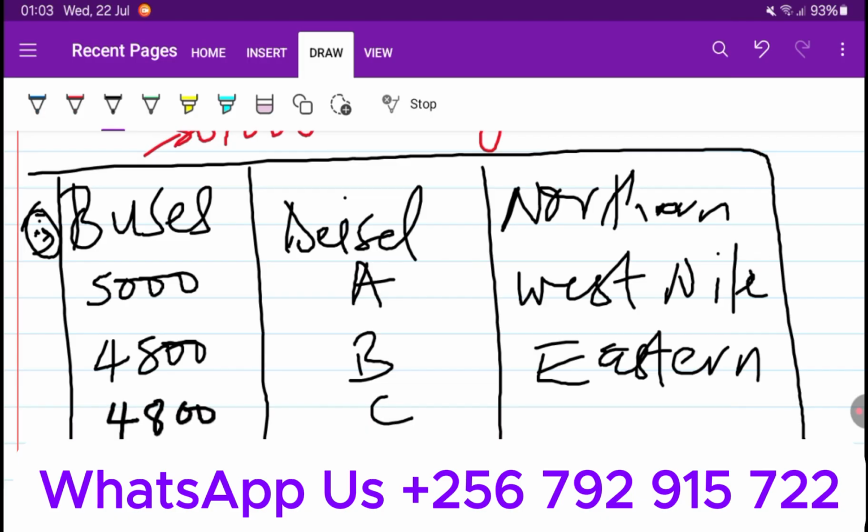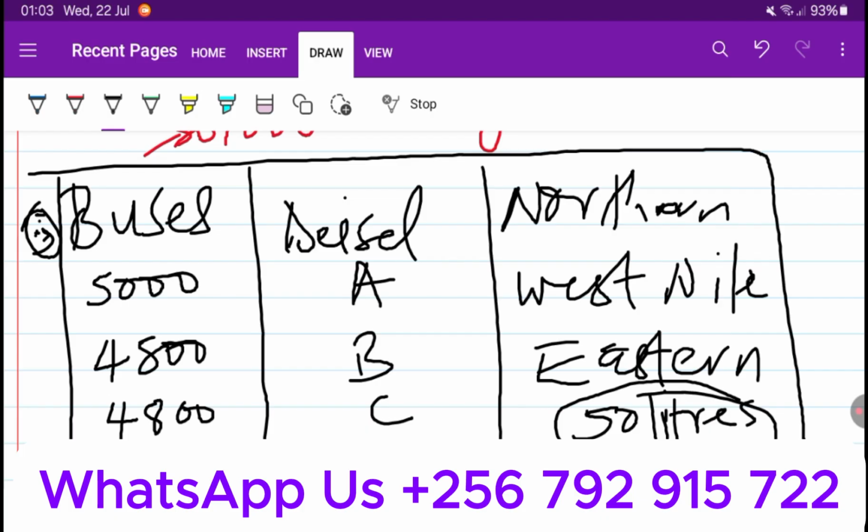So if these buses are consuming, let's assume, 50 liters to and fro, and it is uniform, then we will not have any problem. Even if the prices are different, we can still determine the average price per liter of diesel that these buses are consuming. It wouldn't be any problem for us.